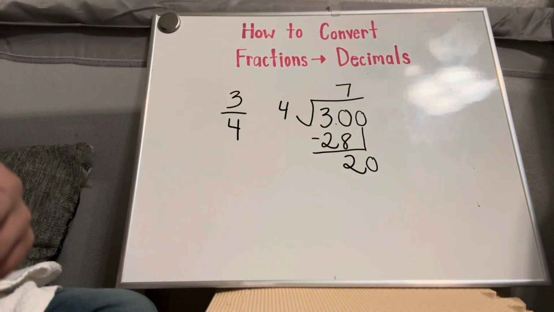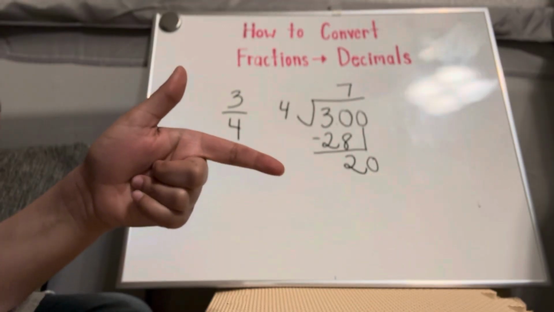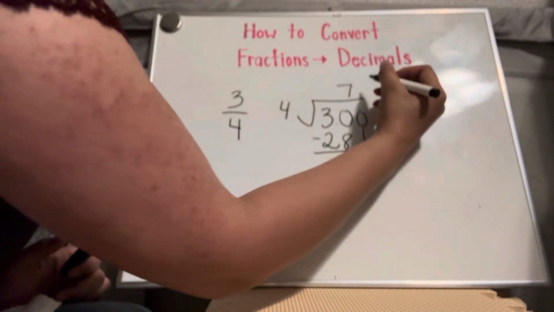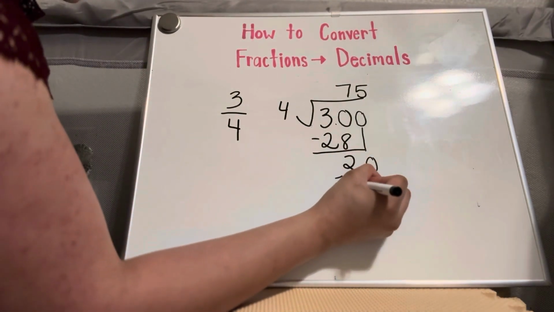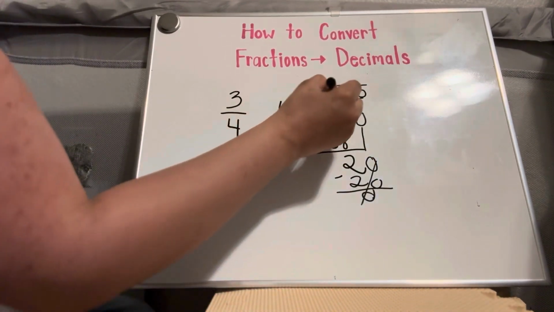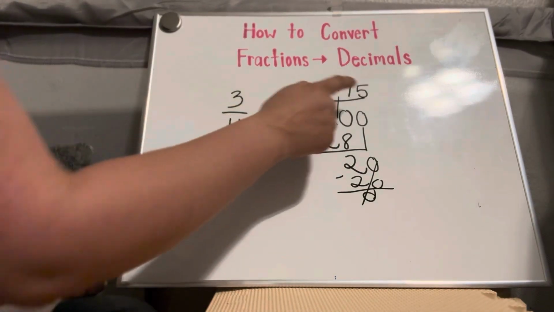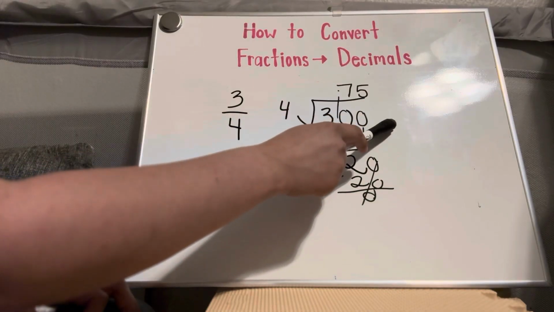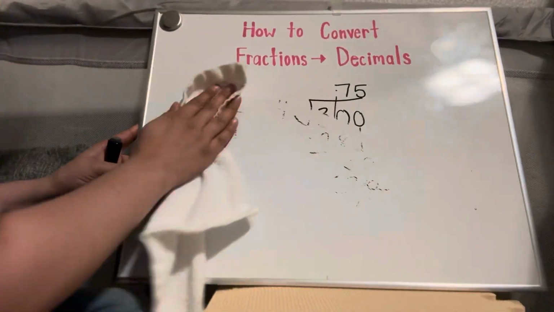20. Now, what did we say about 4 and 20? It's a perfect number. 4, 8, 12, 16, 20. I'm going to put our 5 up at the top. 20 minus 20, 0. So that cancels out. We're going to bring up our decimal point. And what do we get? We get 0.75. And we're going to say that as 75 hundredths. All right. So let's go ahead and knock that one out as well.